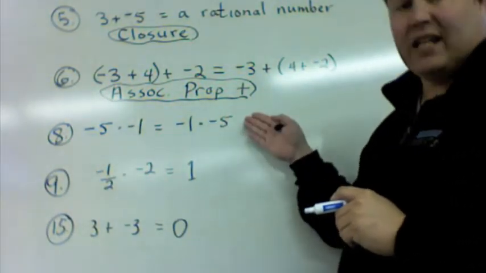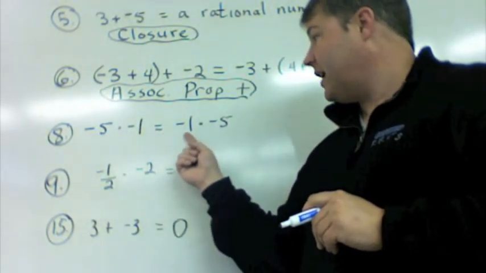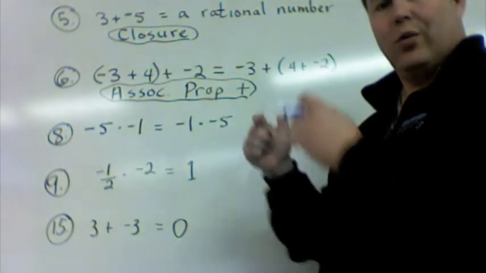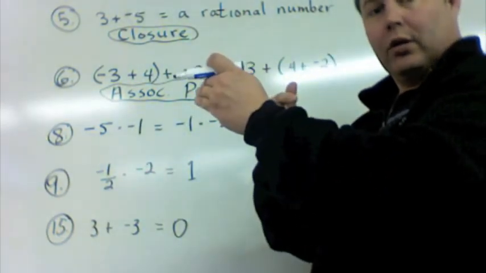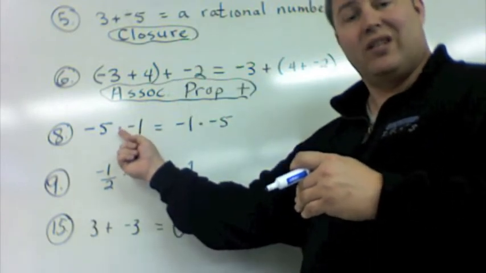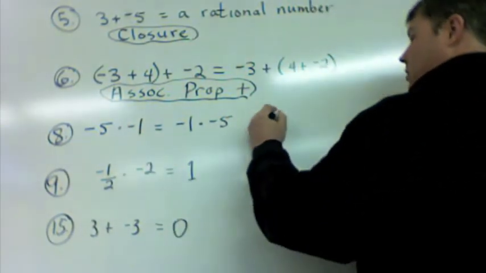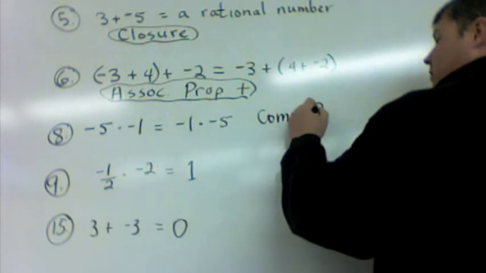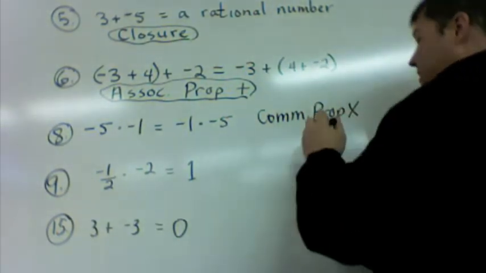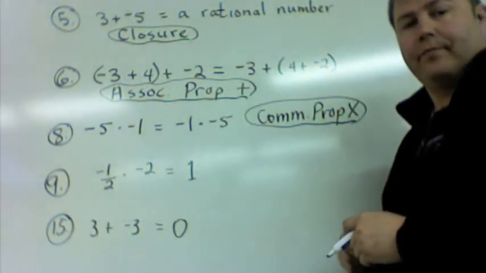All right, now number 8 on the worksheet. -5 times -1 equals or is the same as -1 times -5. What did they do from both sides of the equal sign? Well, they took the numbers and changed the order, which means commutative, and that's a multiplication. So this is going to be commutative property of multiplication. Commutative property, and I'll put an X for times. That's my answer, commutative property of multiplication.